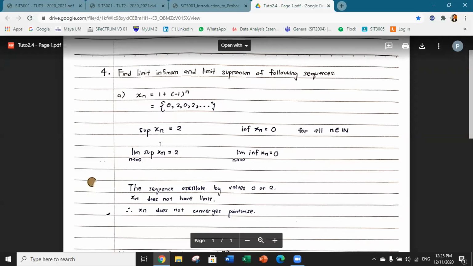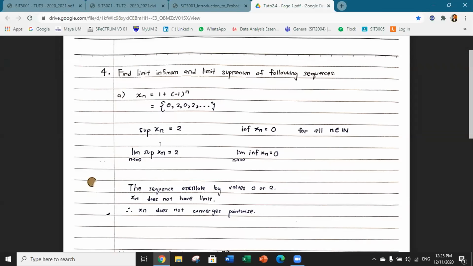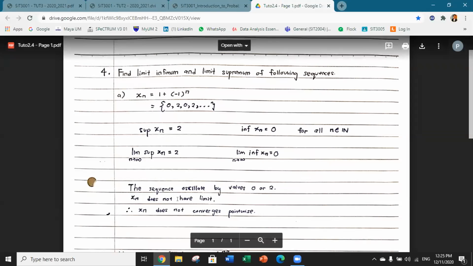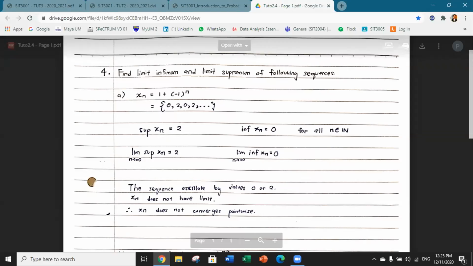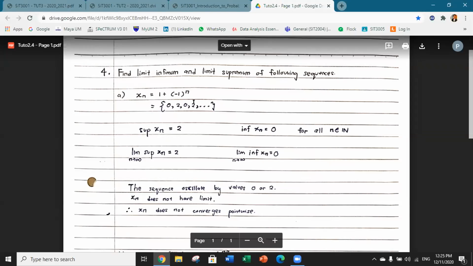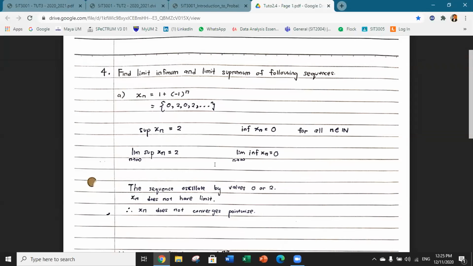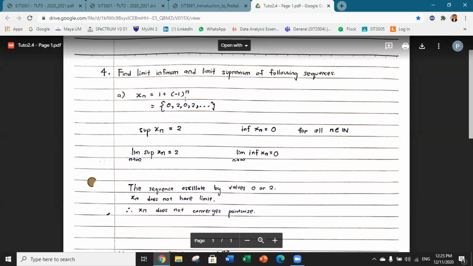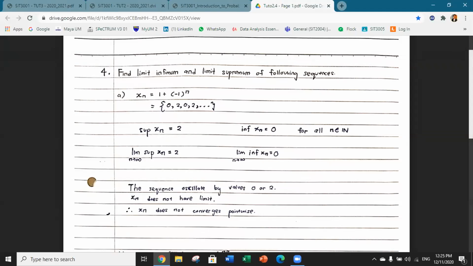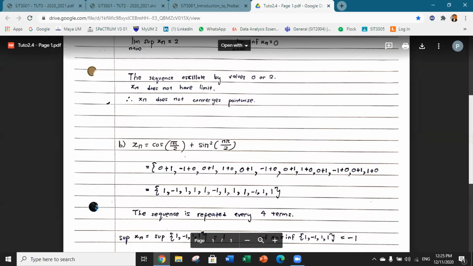Next, the question asks us whether the sequence converges pointwise. The sequence here oscillates between the values 0 and 2. So xn does not have a limit, so xn does not converge pointwise. Okay, next I continue to the next sequence.